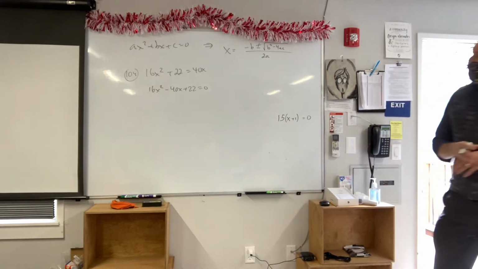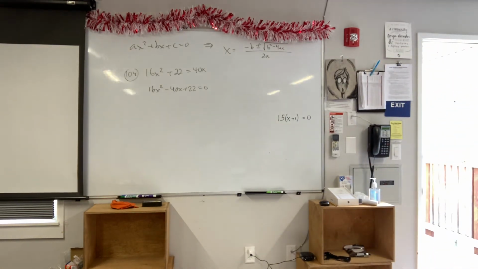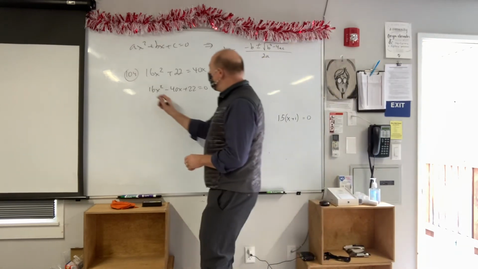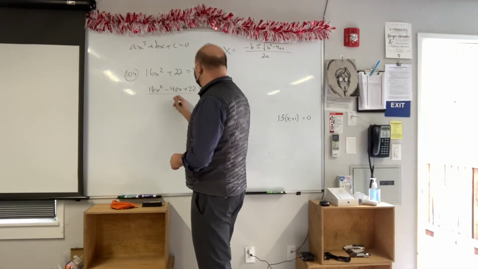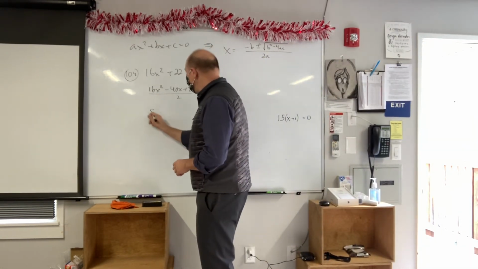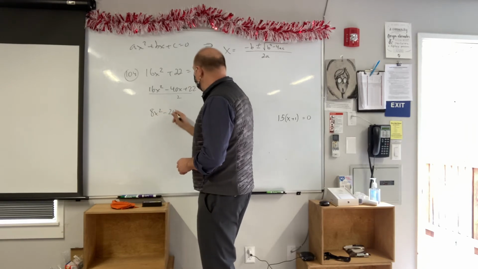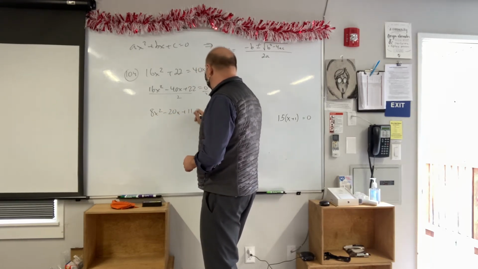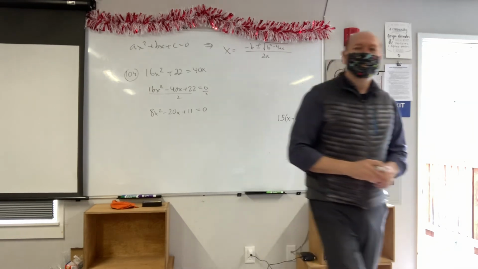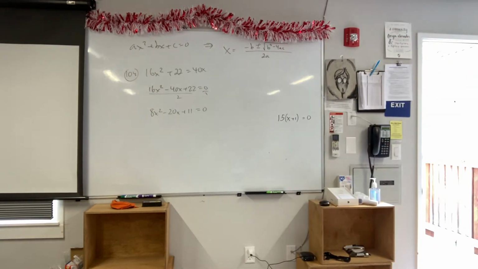So 16, 40, and 22: is there a number that will go into all three of those numbers? 2 does, yeah. So before we start the quadratic formula, to make things a little bit easier on us, let's divide both sides by 2. That gives me 8x squared minus 20x plus 11. At least a little bit better than having to deal with that. We're good? But we still gotta do the quadratic formula.